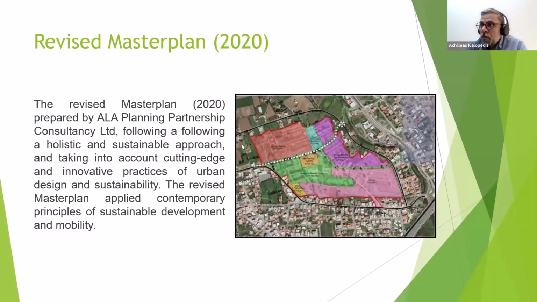So this is the revised 2020 master plan, where we took a more sustainable approach. We got rid of the large 4-lane road in the middle. We used existing roads. We utilized the existing green areas, and we applied contemporary principles of sustainable development and mobility.